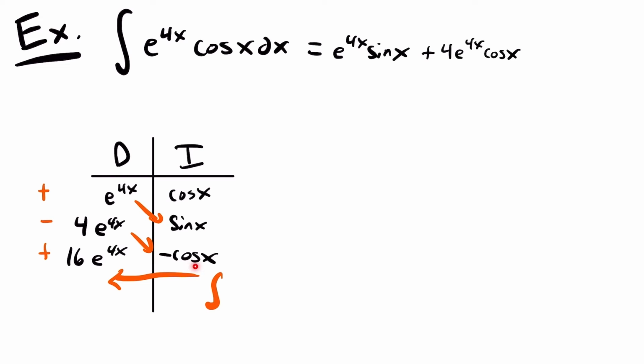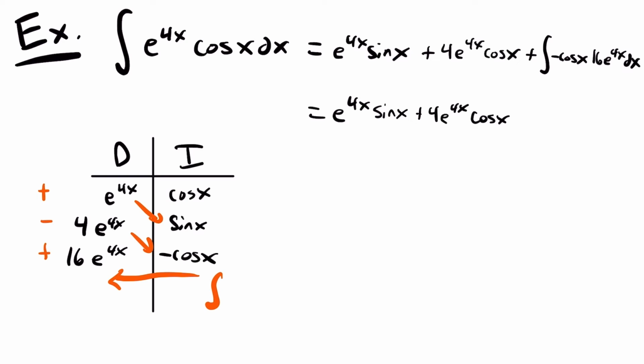So we have negative cosine of x times positive 16 times e to the power of 4x, which means that we will add the integral of negative cosine x times 16 times e to the power of 4x dx. And so if we simplify, this will be equal to e to the power of 4x times sine x plus 4 times e to the power of 4x times cosine x. And then if we pull out this negative and this 16 to the outside of the integral, we'll have minus 16 times the integral of e to the power of 4x times cosine x dx.